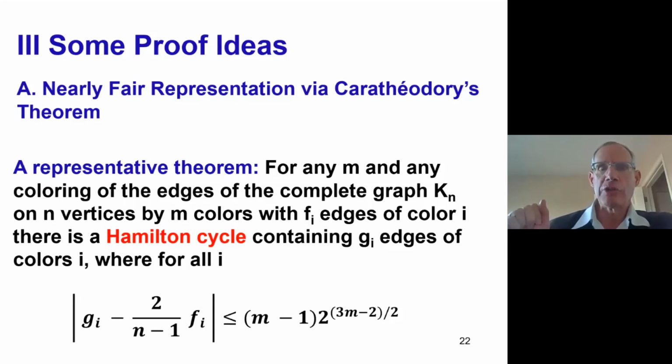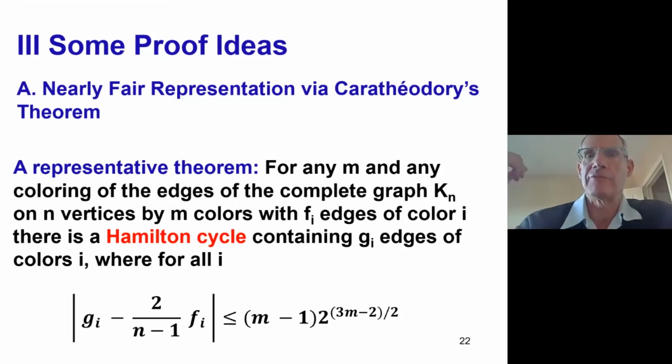So we color now the edges of the complete graph, K_n. You can do it for complete bipartite if you prefer, but I said it here for a complete graph. We color it in any way by any number of colors, so m colors and f_i edges of color i, where f_i and m are arbitrary. And what I want now is to find a nearly fair Hamilton cycle.